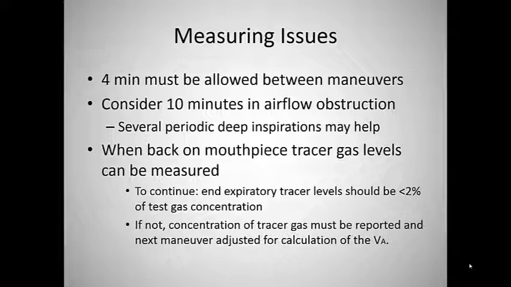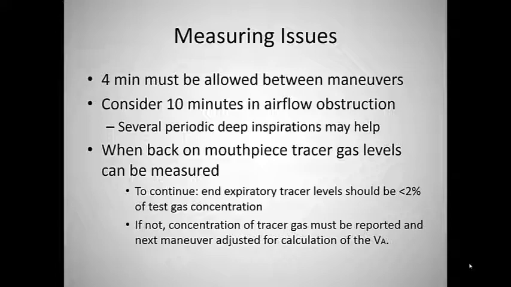Technology is rapidly advancing to the point now. The newer software, we have some of this, where you can actually, when you put the patient back on the mouthpiece, measure if there's any tracer gases left, like methane and things, that'll mess with the calculations. You can measure if that's cleared yet to determine if you can do your next diffusion maneuver. Okay? The tracer collection should be less than 2%.